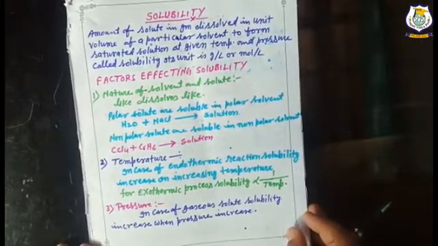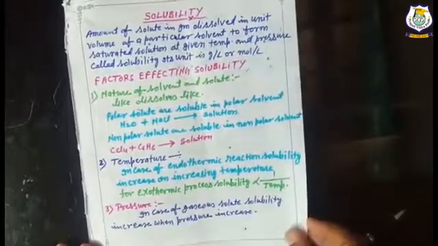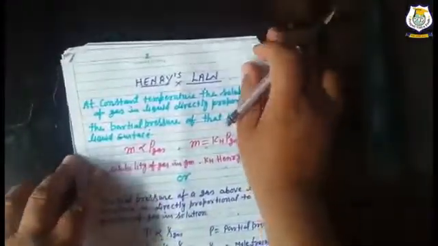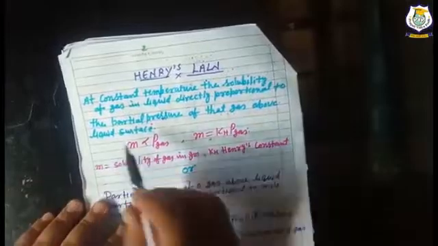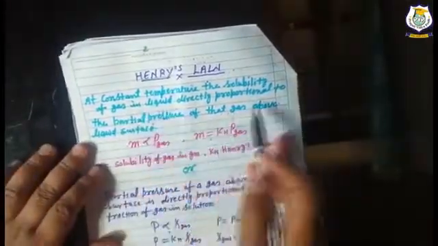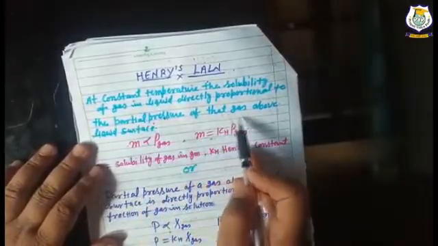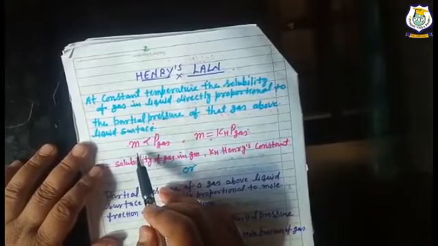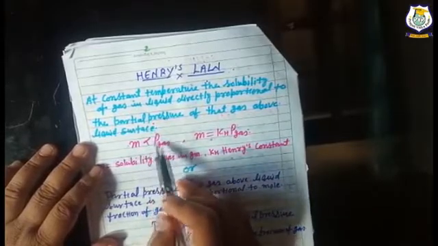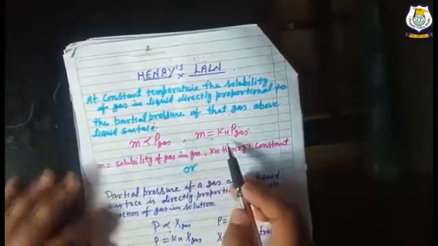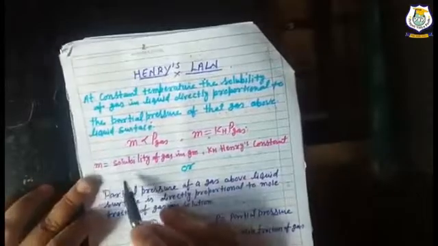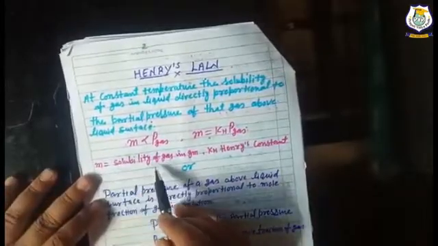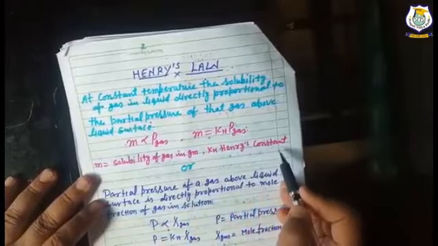The effect of pressure on solubility of a gas is explained by Henry's law. According to Henry, at constant temperature, the solubility of a gas in a liquid is directly proportional to the partial pressure of that gas above the liquid surface, and mathematically it is expressed as M directly proportional to P gas, M equals KH P gas, where M is the solubility of the gas in gram and KH is the Henry constant.